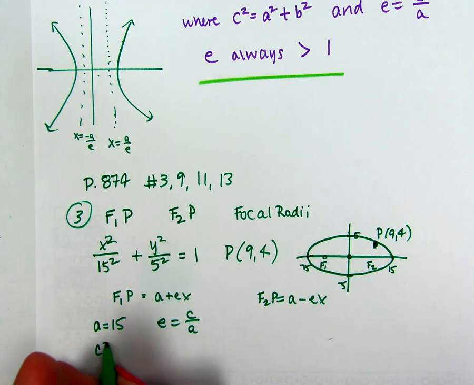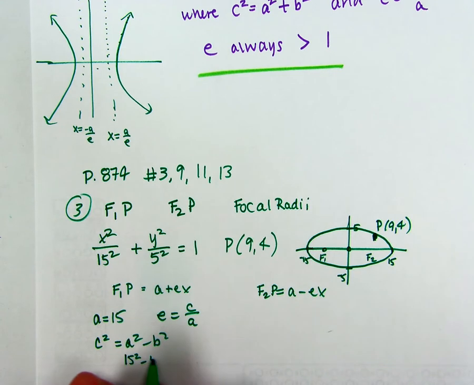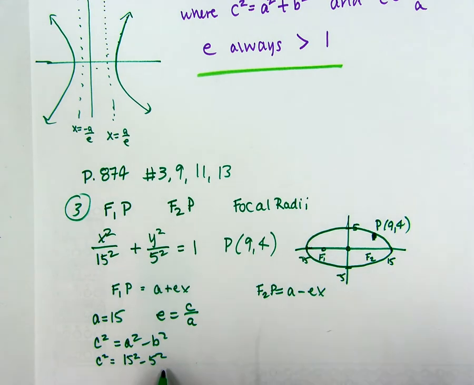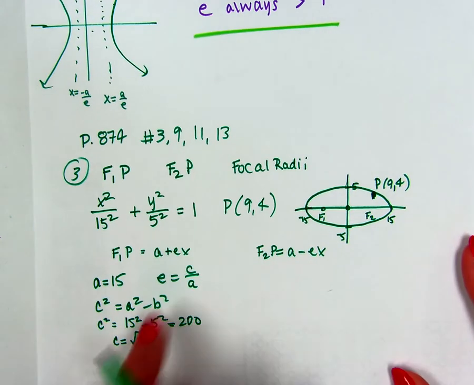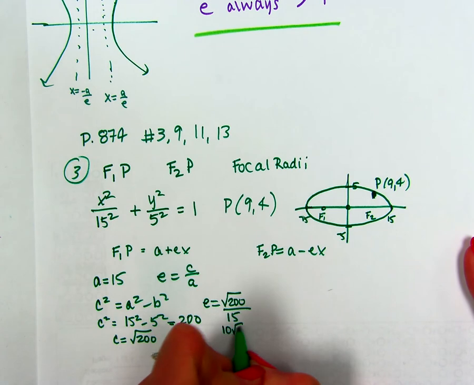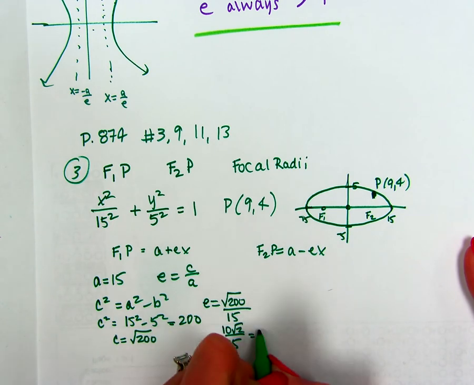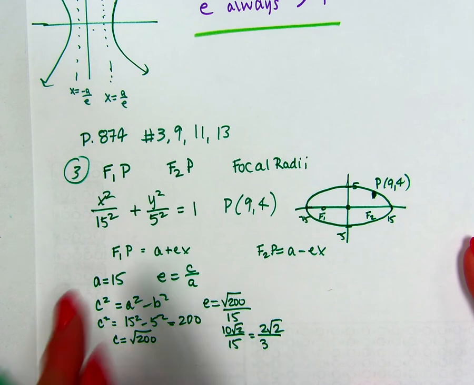So remember, for an ellipse, it's c squared equals a squared minus b squared. So we have 15 squared minus 5 squared. And the answer is not 10 squared, so I actually do the work. It's 225 minus 25. That's 200. So c is equal to radical 200. Now if I substitute that in my formula, e equals root 200 over 15. Now, root 200 can be simplified, so let's change that to 10 root 2 over 15, which is 10 over 15, that's 2/3. So 2 root 2 over 3.